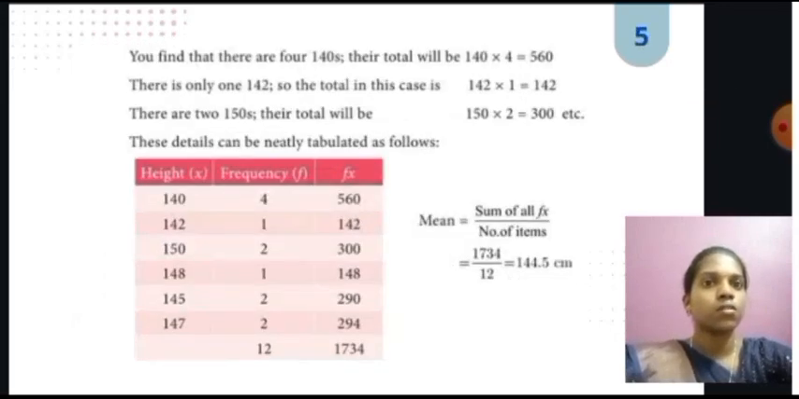You find that there are 4 140s, their total will be 140 into 4, 560. There is only one 142, so the total in this case is 142 into 1 equal to 142. There are two 150s, their total will be 150 into 2, which is equal to 300. These details can be neatly tabulated as follows. Hence, the mean equal to sum of all fx divided by number of items, that is 1734 divided by 12, which is equal to 144.5 centimeter.